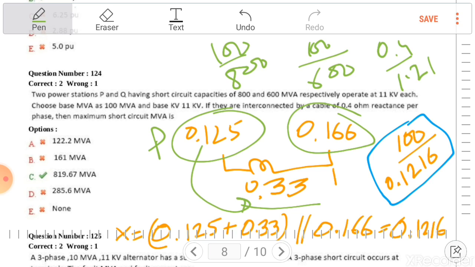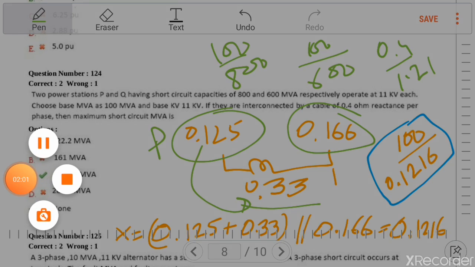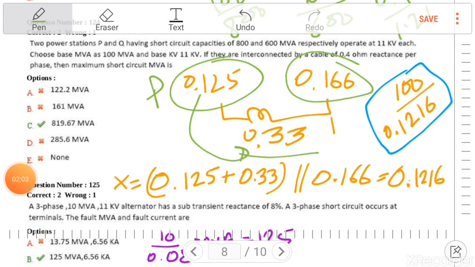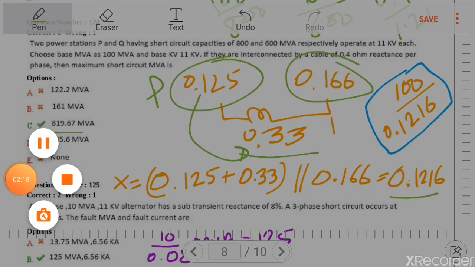After connecting this, we see that 0.125 and 0.33 are in series. After this combination, 0.166 is connected in parallel with the two. The reactance of the total circuit is 0.1216 per unit. After dividing the base MVA by it, we will get the short circuit capacity of the total system. It is equal to 819.67 MVA.